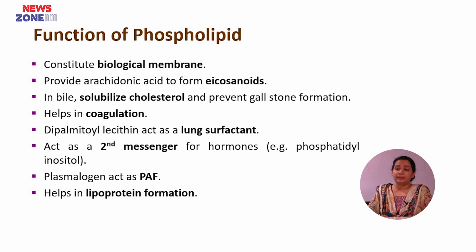This lipid is principally phospholipid, and it provides arachidonic acid to form eicosanoids. Eicosanoids are very important chemical mediators in our body. In bile, phospholipids solubilize cholesterol and prevent gallstone formation. They help in coagulation. Dipalmitoyl lecithin acts as lung surfactant. Phosphatidylinositol acts as a second messenger for hormones. Plasmalogen acts as platelet activating factor, or PAF, and phospholipids help in lipoprotein formation.